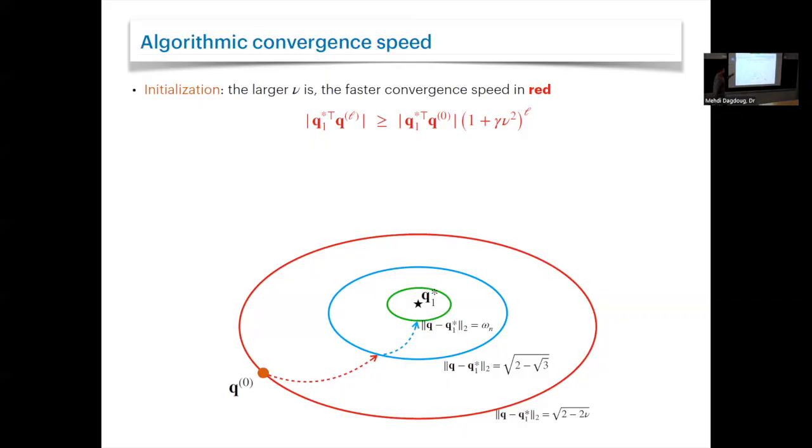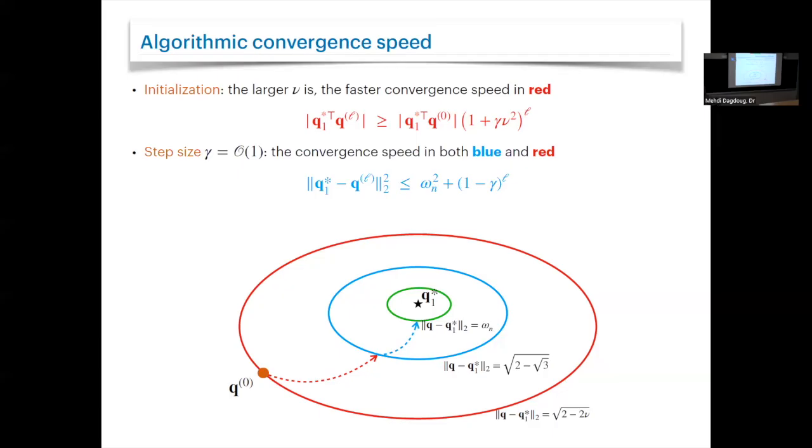Okay, and it depends on this gamma, which is the step size, as well as this nu star, which is the gap between the initialization of Q0 to Q1 star versus the other columns. So intuitively speaking, the larger the step size or the better you initialize, the faster this contraction happens. It will move towards the ground truth. This is the first phase. And once you have reached the blue circle, from then onwards the initial gap wouldn't really matter. What only matters is the step size.